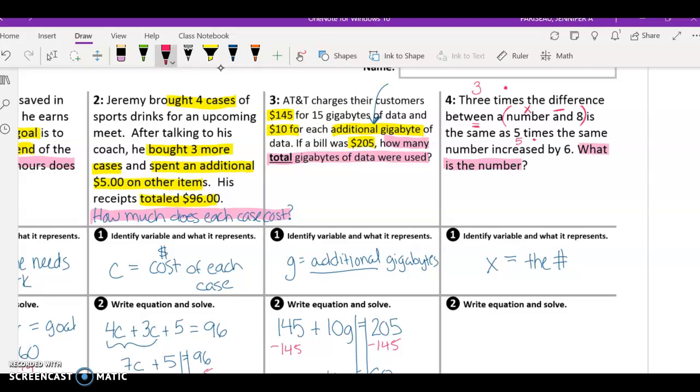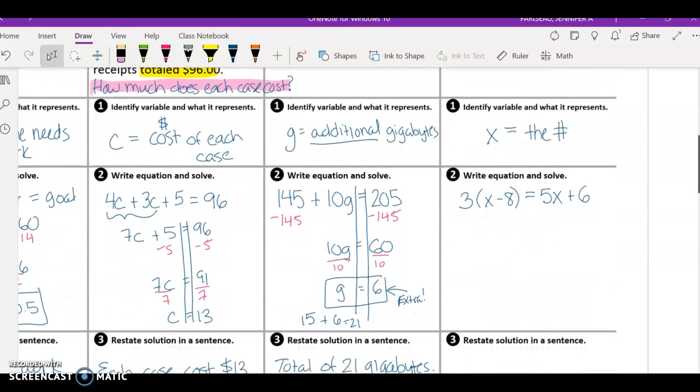Okay, oh, I forgot to write what my number was. I'm using x to represent the number. So 5 times the same number increased by 6. I'm going to increase it. So by just literally translating right above it, we can build our equation. So if we take a look at it, 3 and times the difference. So I would have to first do the subtraction and then multiply. So I need those parentheses. Is the same as 5 times the same number increased by 6. And so from there, we have our equation set up and ready to solve. So go ahead and pause, finish solving, and check back in.